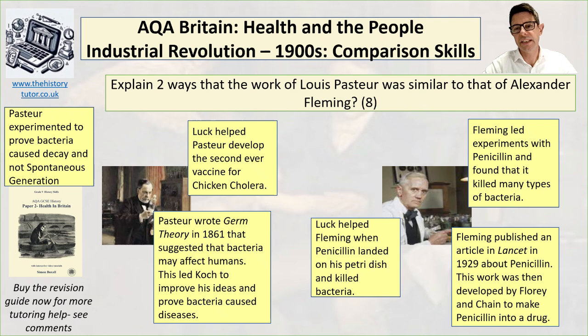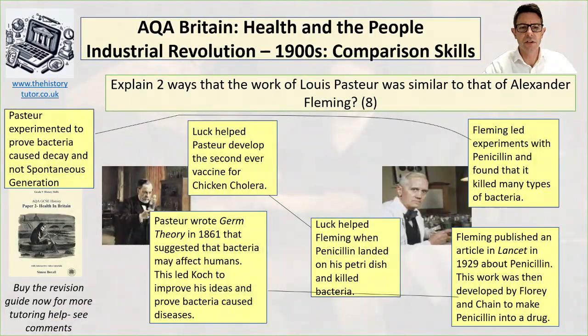Now, Fleming also was a bit lucky that the penicillin landed on his petri dish and started killing bacteria. And Fleming also led experiments with penicillin and found that they killed many types of bacteria. Then Fleming published an article in the Lancet magazine about penicillin. This work was then developed by Florey and Chain to make penicillin into a drug. So have a think about these examples. Can you see some similarities between them? See if you can find arguments that are similar in here.